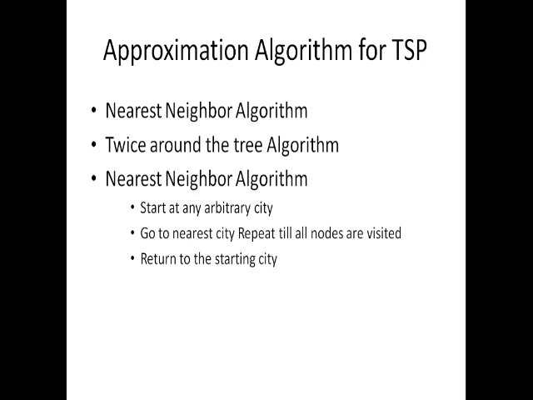Now this is the approximation algorithm for the traveling salesman problem. There are two approximation algorithms. One is the nearest neighbor algorithm and another is the twice around the tree algorithm. The procedure for the nearest neighbor algorithm is to start from any arbitrary city, go to the nearest city, repeat till all the nodes are visited, and return to the starting city. This is similar to the traveling salesman problem we have seen. We will see it with the help of an example.